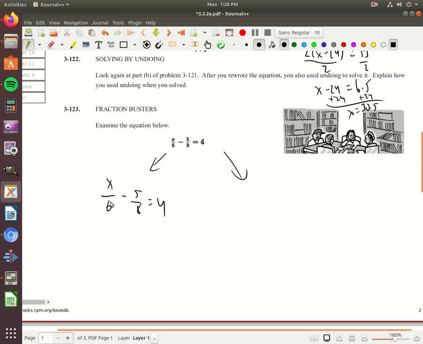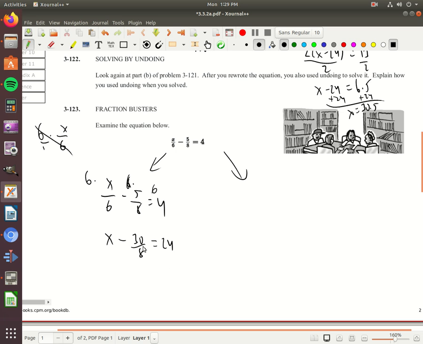And I would say, hey, look, I can multiply this whole thing by 6, because think about it. What is 6 times x over 6? Well, I just get x. So it's beautiful, right? But if I multiply this by 6, I need to multiply this by 6 and this by 6, right? That's just the way equations work. So this is going to cancel out, leave me x. This is going to be negative 30 over 8, and this is going to equal 24.